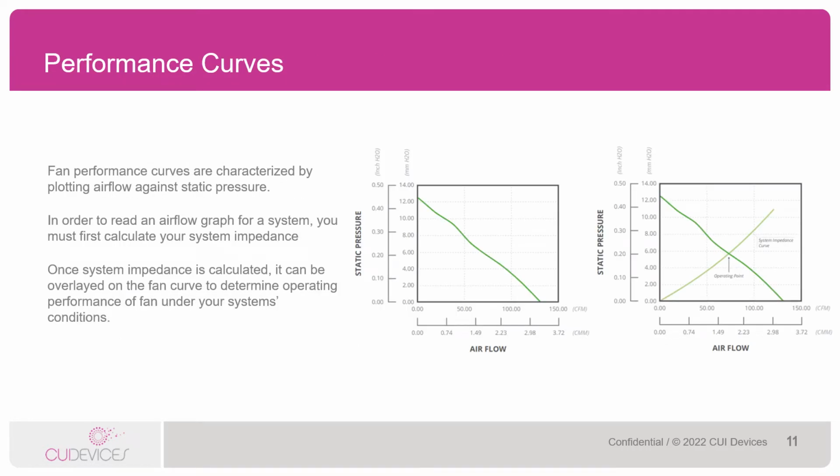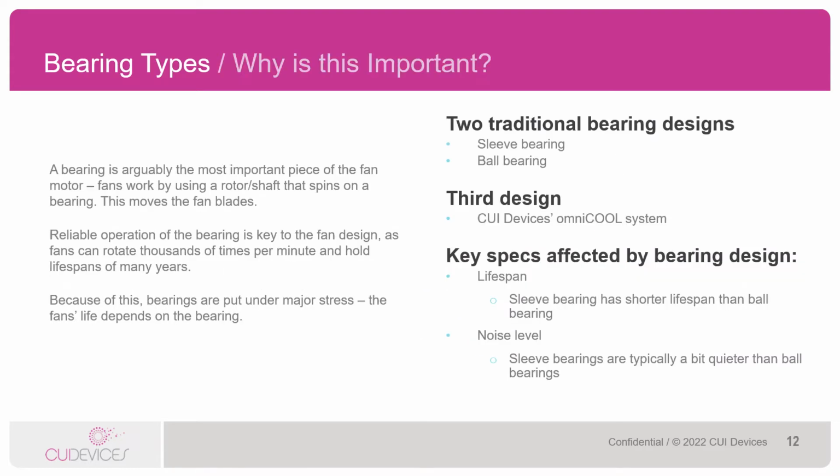One critical piece of choosing a fan for an application is understanding the fan's performance curve. Fan performance curves are characterized by plotting airflow against static pressure. In order to read the airflow graph for a system, you must first calculate your system impedance. Once system impedance is calculated, it can be overlaid on the fan curve to determine operating performance of the fan under your system's conditions.